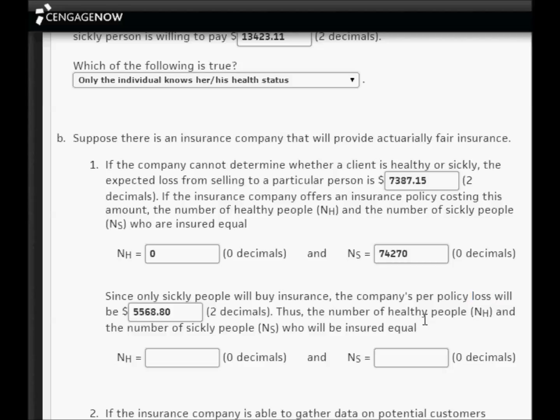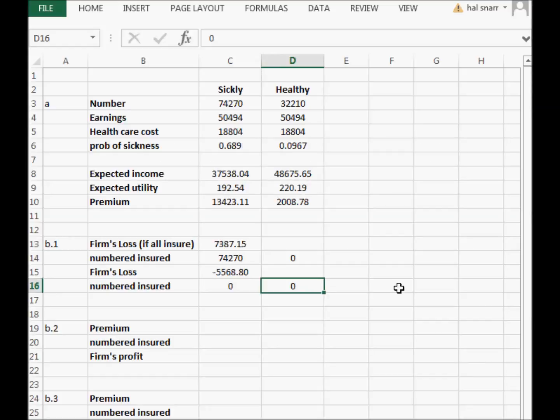Because the company's making a loss on insuring sickly people, and no healthy people are insured, the insurance company decides not to issue insurance policies to sickly people.